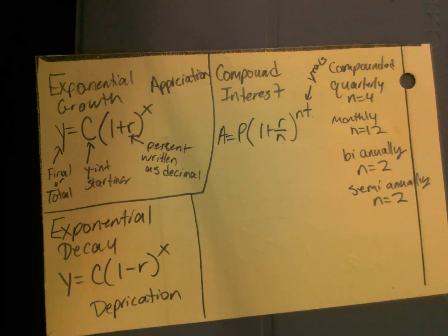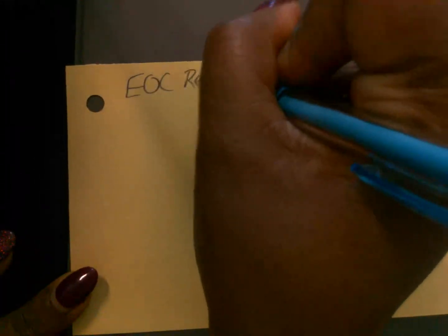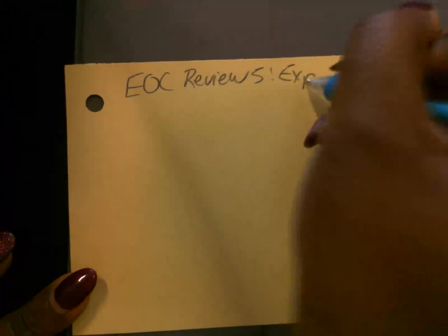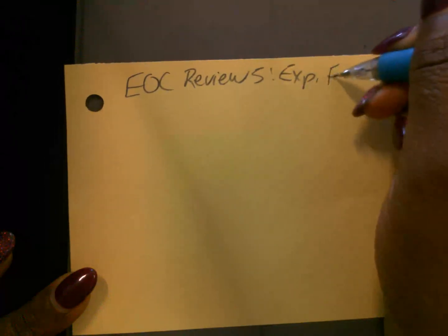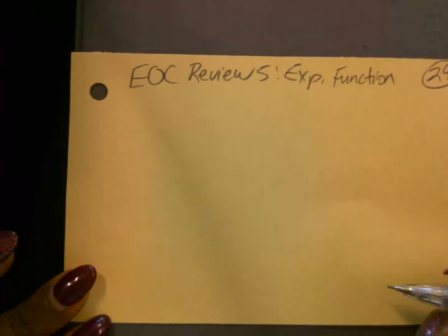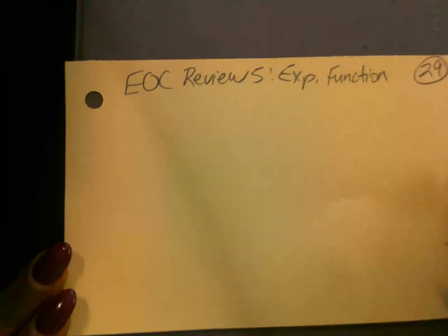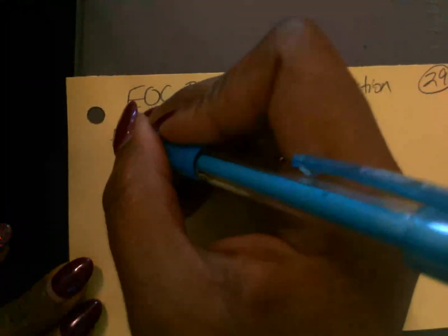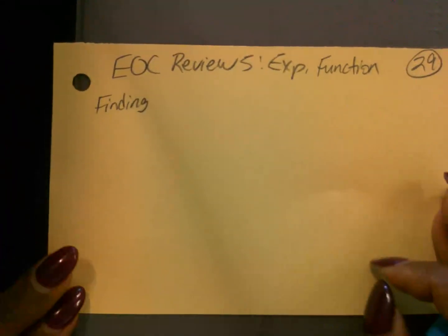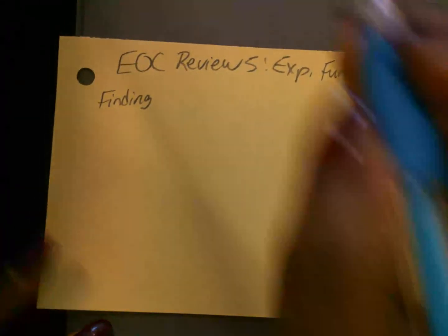Finding percent increase or decrease is next. So we're on number 29, EOC review 5, exponential functions. This is finding percent increase or decrease of an exponential function. This is one of the easiest things to do, but this is the most missed question.